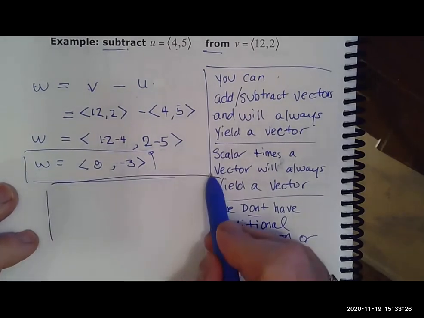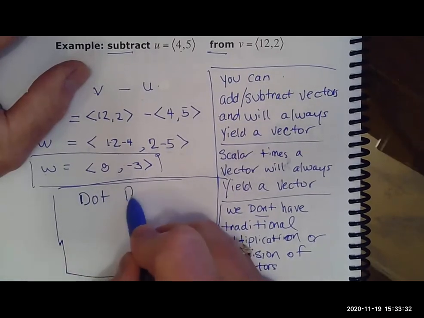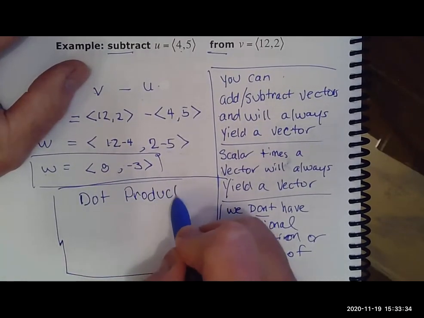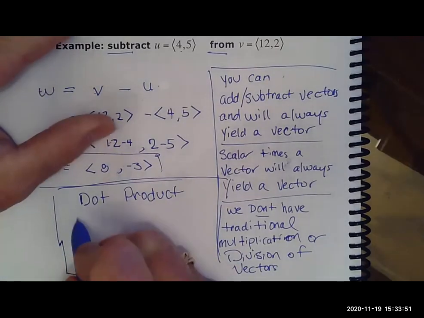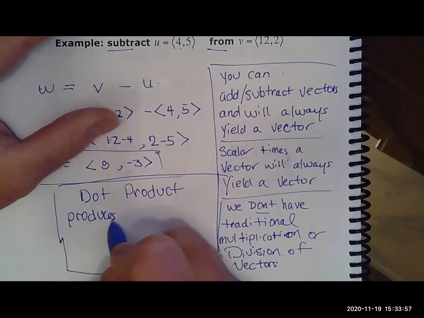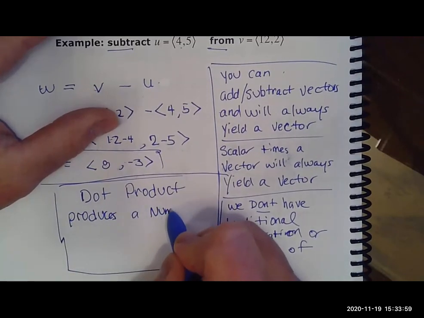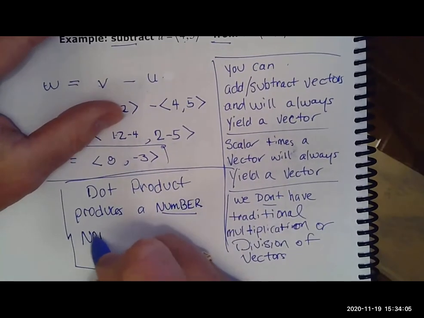What we will see in 6.7 is what's called the dot product. The word product implies multiplication, so there is something multiplying stuff together, but the dot product of two vectors produces or yields a number, not a vector.